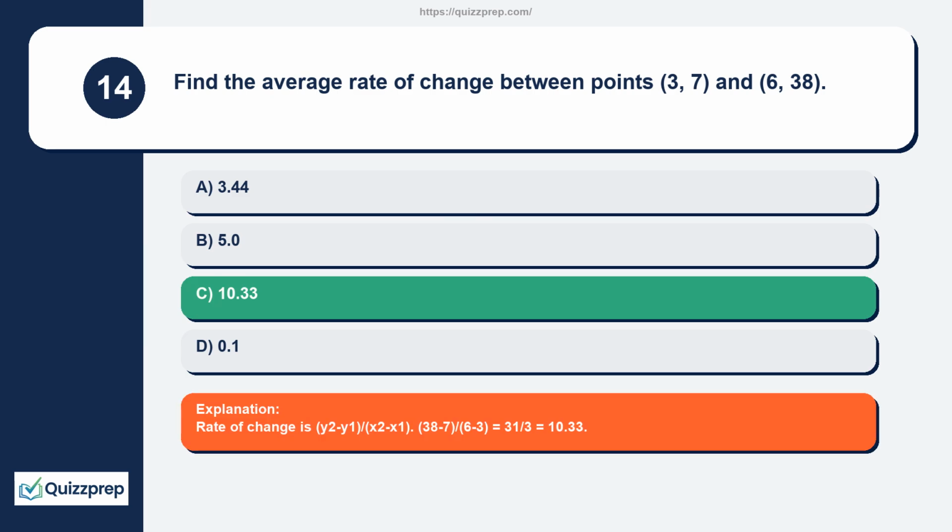Rate of change is (y2 - y1) / (x2 - x1). (38 - 7) / (6 - 3) equals 31 thirds equals 10.33.